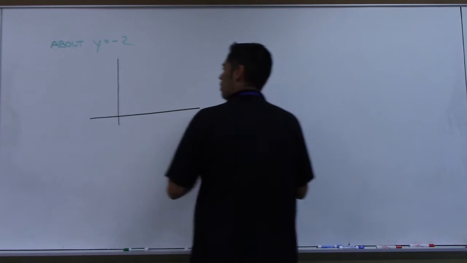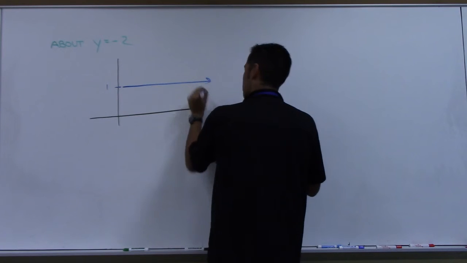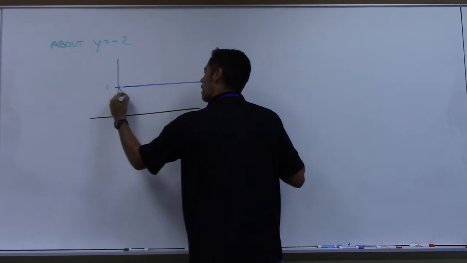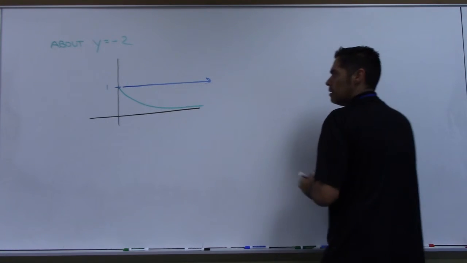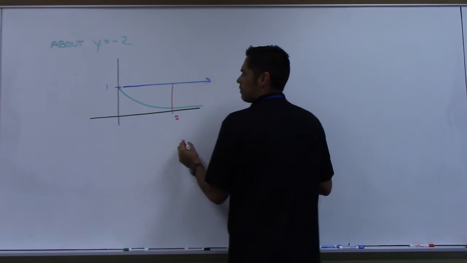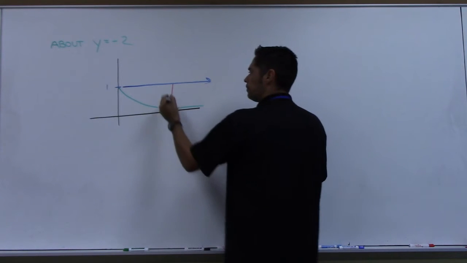Y equals 1. Just like that. This one came down like that. What was the x? It was 2, right? Yep, this was 2. So our region was right in here.